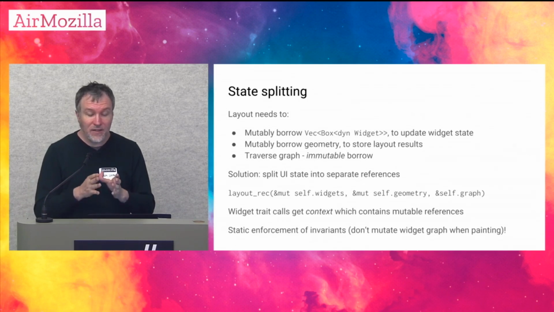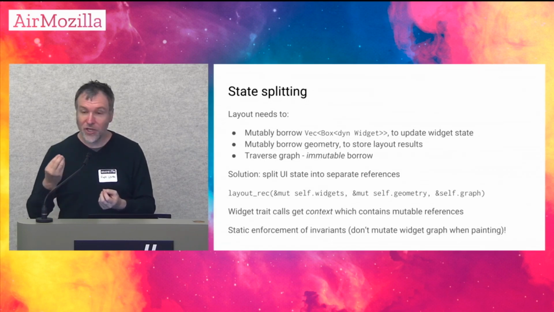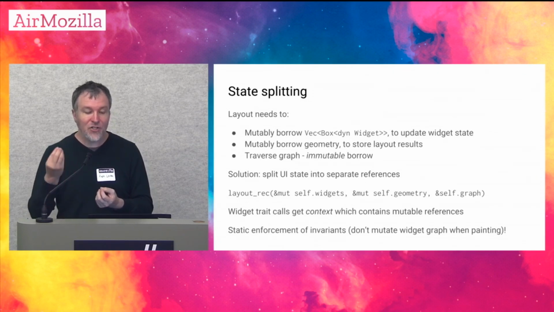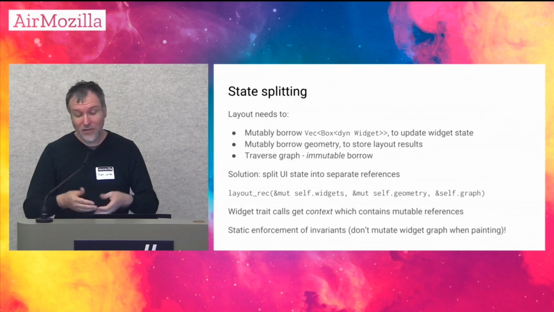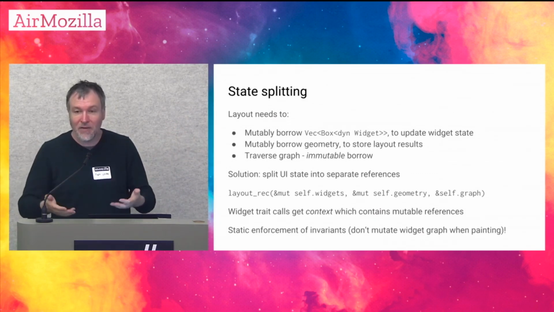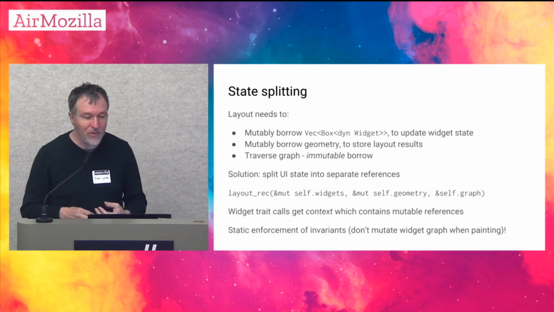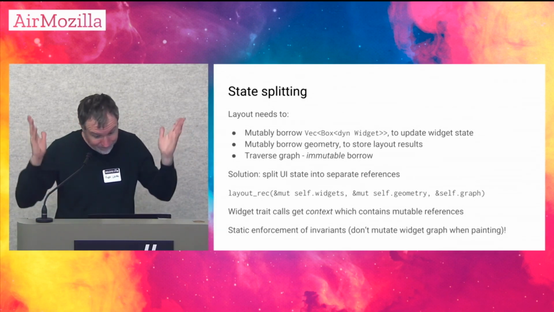And that is writing, like, what can you do? Like, can I mutate the graph? Can I query a geometry of a child? Can I send an event? Those are methods that are on the context. So you're writing into the type of these methods what you can do and what you can't do. And so that's a static compile time enforcement of the invariants. For example, you can't mutate the widget graph while painting. The context that's passed into the paint method does not have a mutate widget graph method on it. So you don't get to have as much fun at runtime.